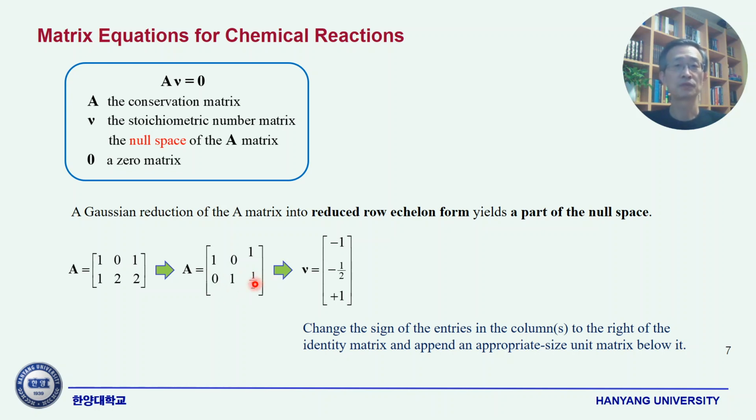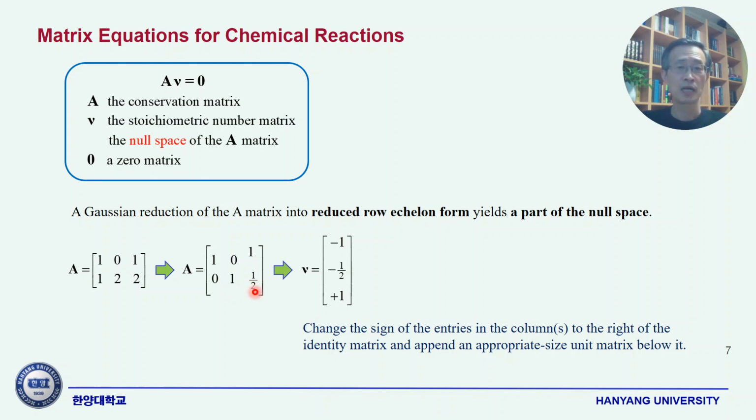Also, if you divide a row by the same number, that does not change the property of the matrix. So what you do is make it half. 0 divided by 2 is 0. 2 divided by 2 is 1. 1 divided by 2 is 1/2.